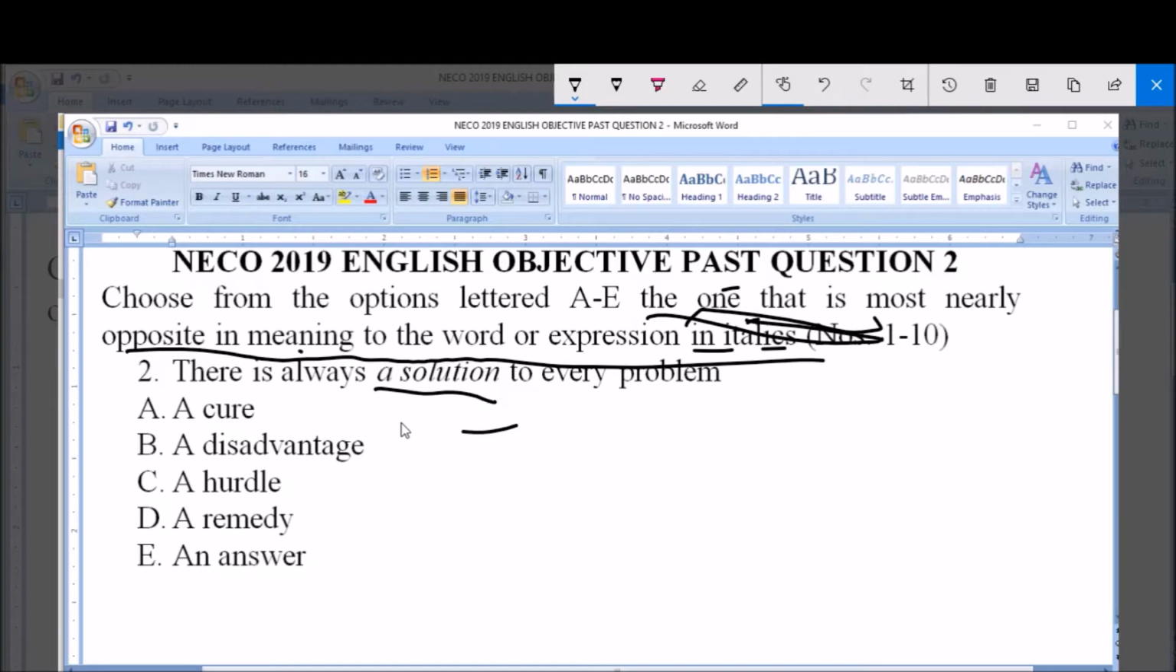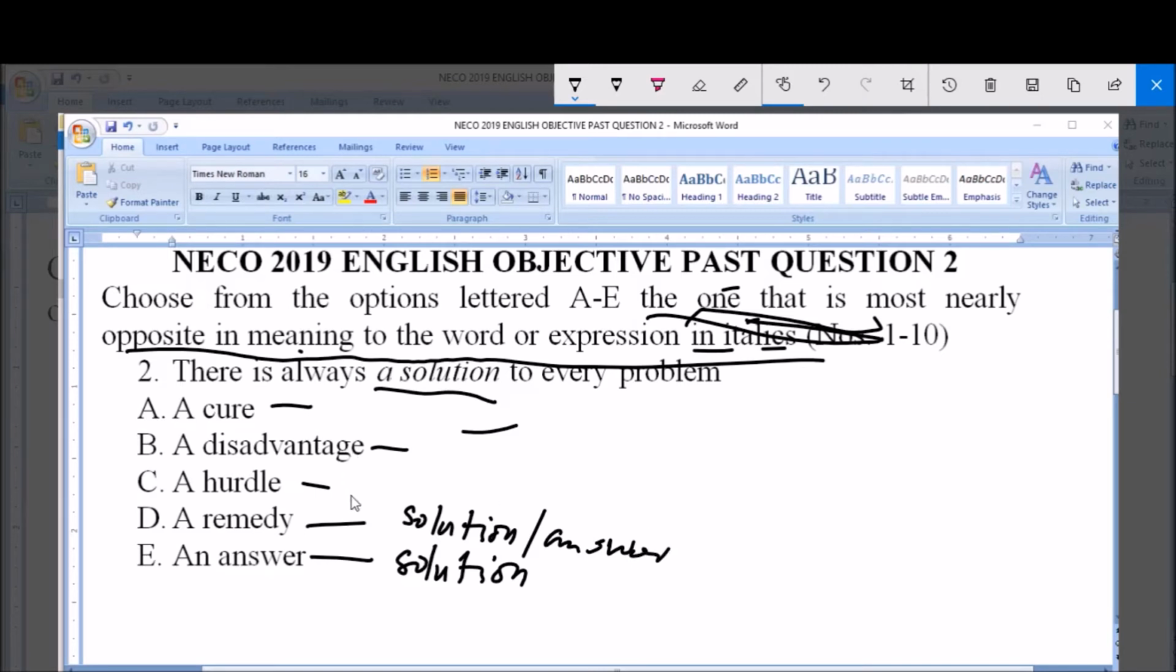Option A says cure, B says a disadvantage, C says undo, D says remedy, E says an answer. An answer is synonymous to solution. It's the same thing as solution. Remedy is the same thing as solution and answer.